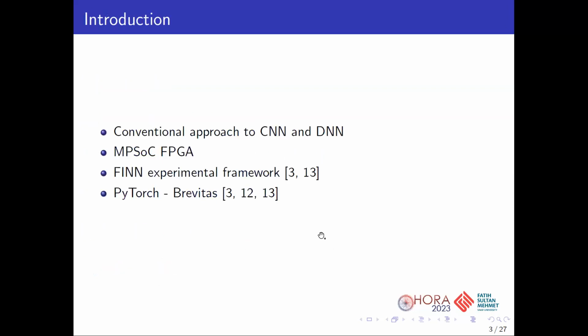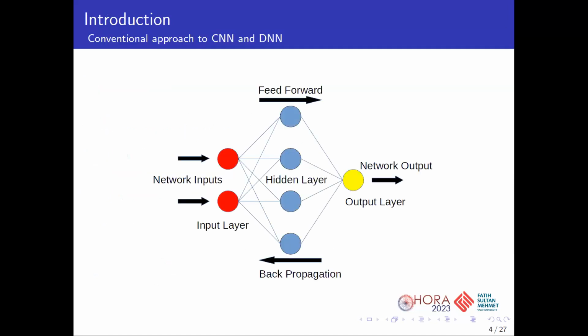So let's look at the introduction section first. We have a total of 4 items in the introduction, and I will briefly explain these items in the following slides. The first one is the conventional approach to CNN and DNN, and then MPSoC FPGA architecture, FINN experimental framework, and PyTorch with the library Brevitas. The conventional approach to CNN and DNN applications involves floating point parameters. However, recent research has highlighted the redundancy involved in this approach.